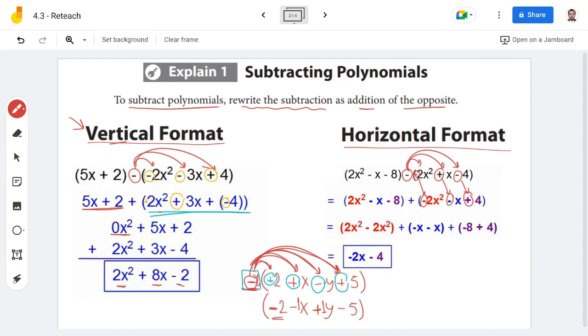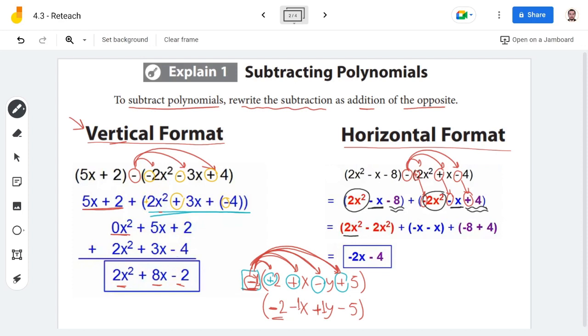Now you add the like terms. Look now at the like terms here. As you can see, we have 2x with negative 2x squared. And also we have negative x with negative x. And also we have 4 with negative 8.